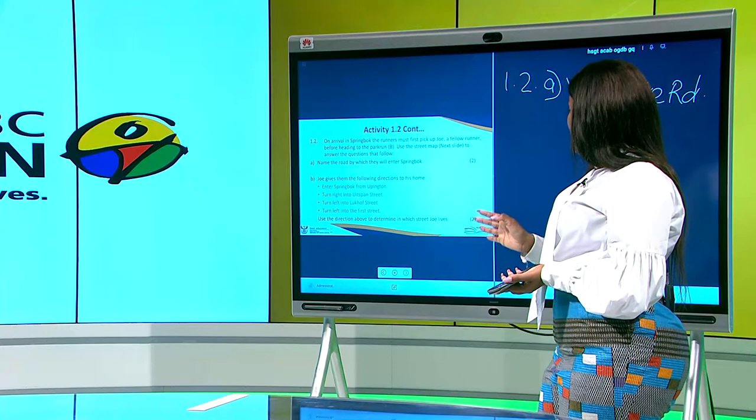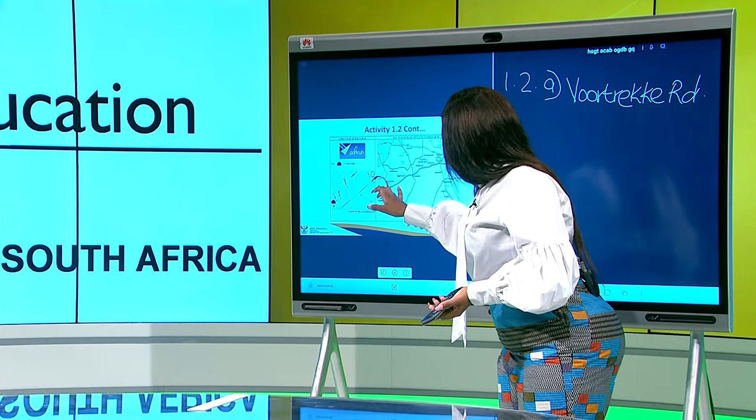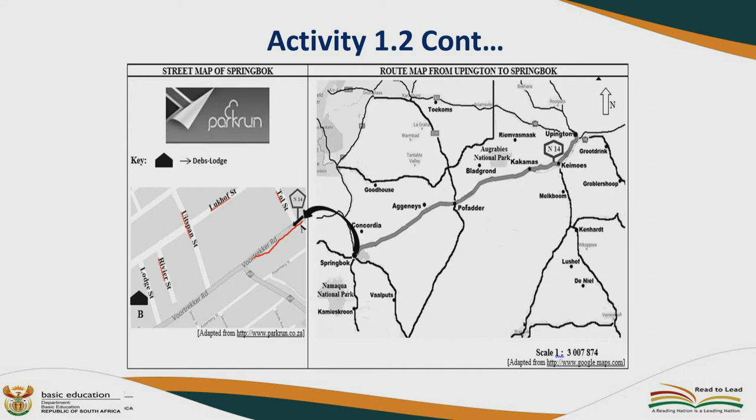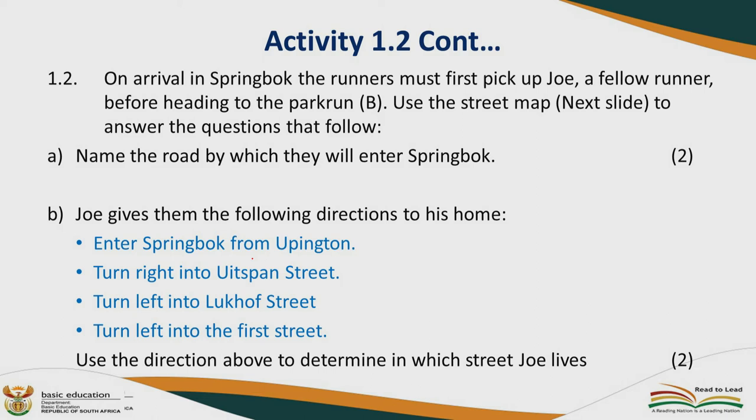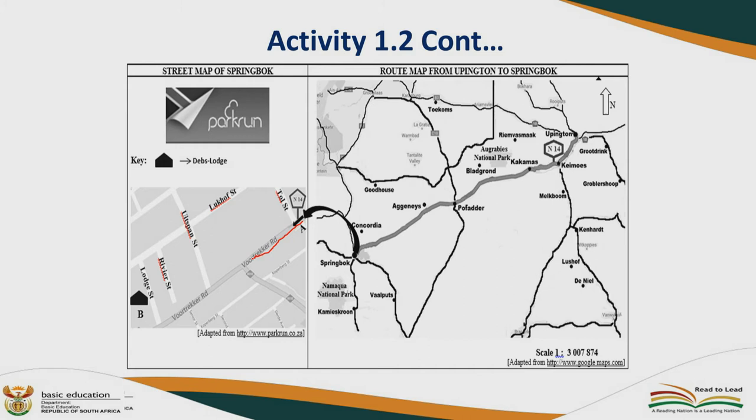So it says, enter Springbok from Upington. Let's go to our map. This is how you enter Springbok from Upington. Let's see the next instruction. And then turn right into 8 Span Street. Let's go back and see where 8 Span Street is. There is 8 Span. So we are still running, and then on 8 Span, we turn right. This is right. Let's see the next instruction.